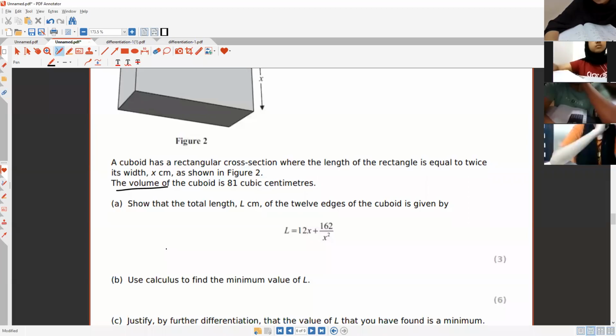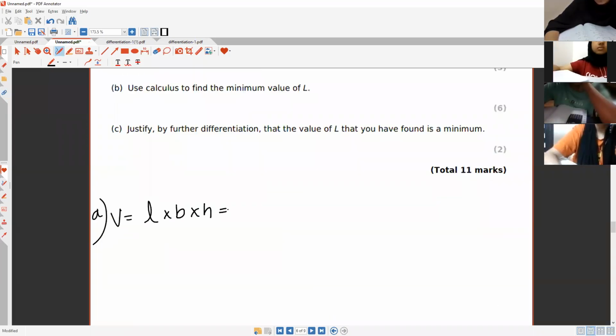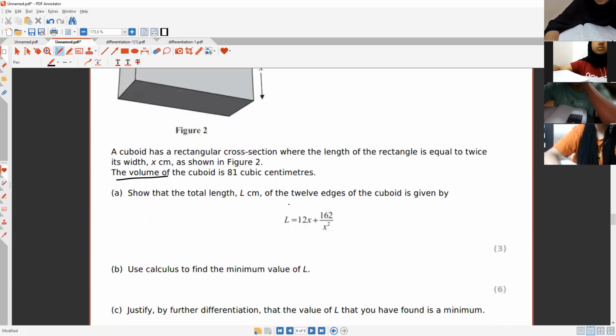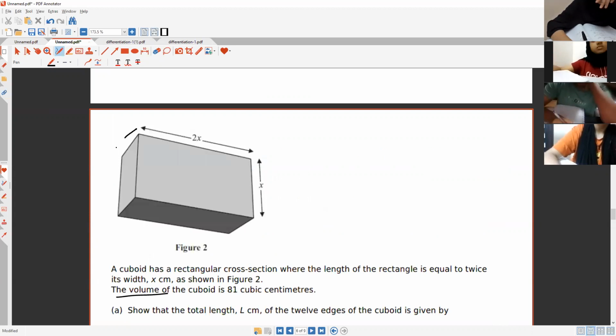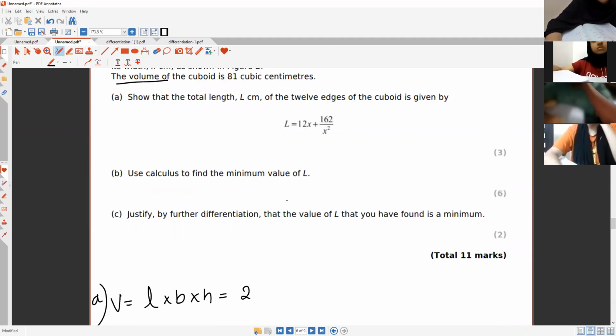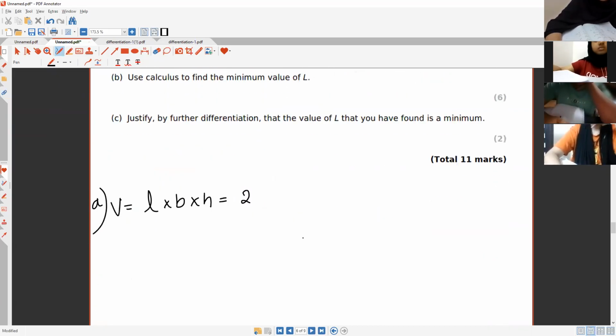Let's try writing the volume. Volume is length into breadth into height. This is A part, okay? Length is 2x, height is x. What will the breadth be? They did not name it, and if they did not name it, you should name it. It is y. So length is 2x, multiplied by x into y. 2x multiplied by x multiplied by y, that is 2x squared y, your answer for the volume.